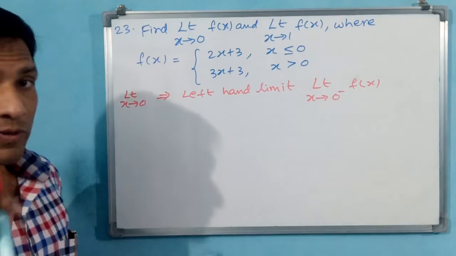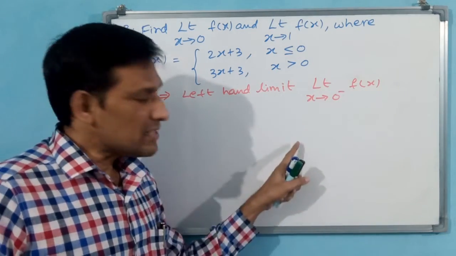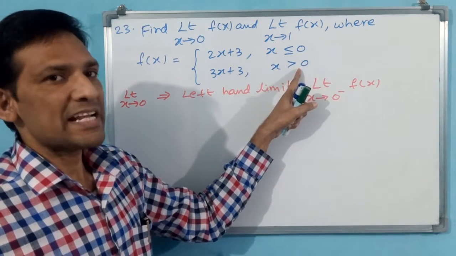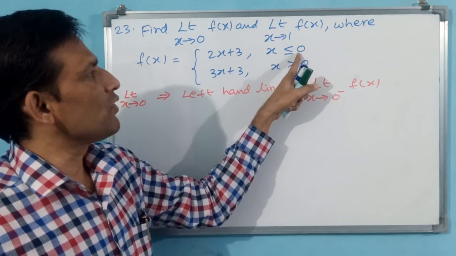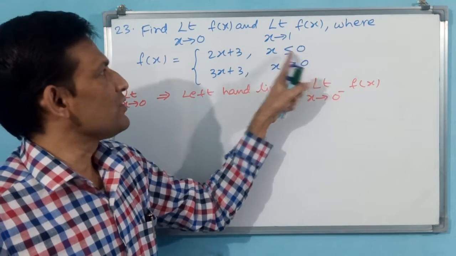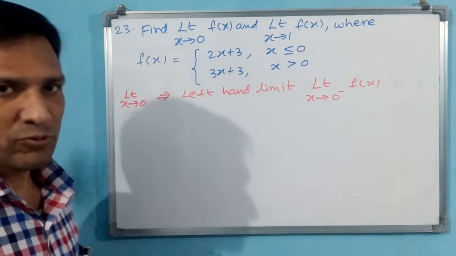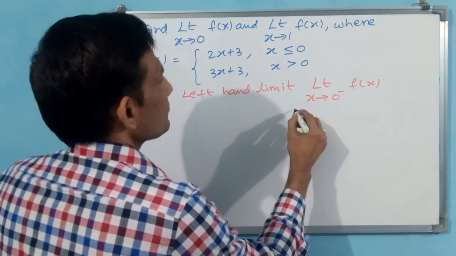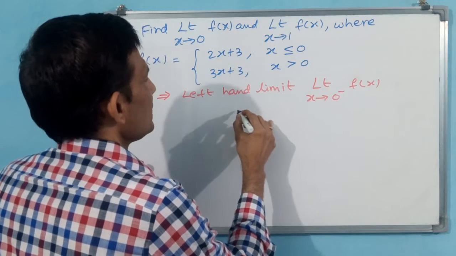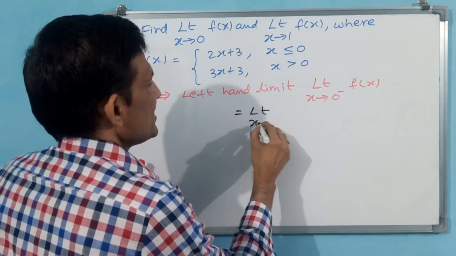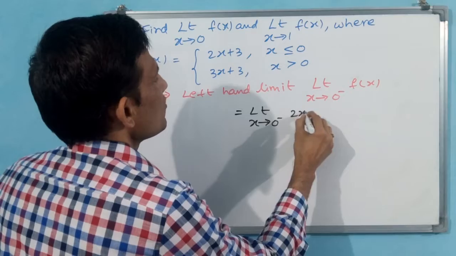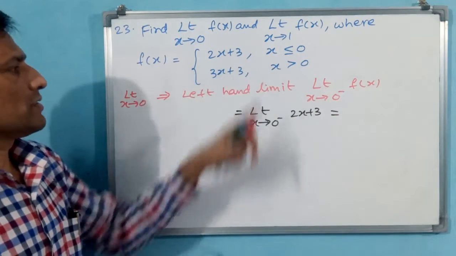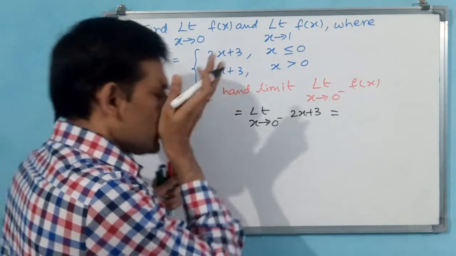Now carefully if you observe, 0 minus is less than 0, slightly less than 0. Less than 0 means you should not take the part that is greater than 0; you have to take this one. If x is less than 0, then you have to take this function, 2x plus 3. That is equal to limit x tends to 0 minus of 2x plus 3. 2x plus 3 you have to take.